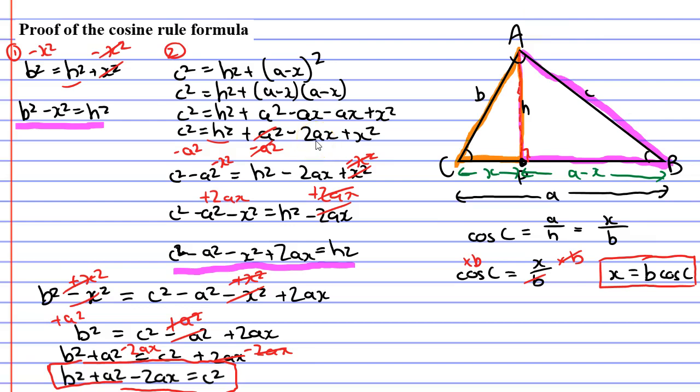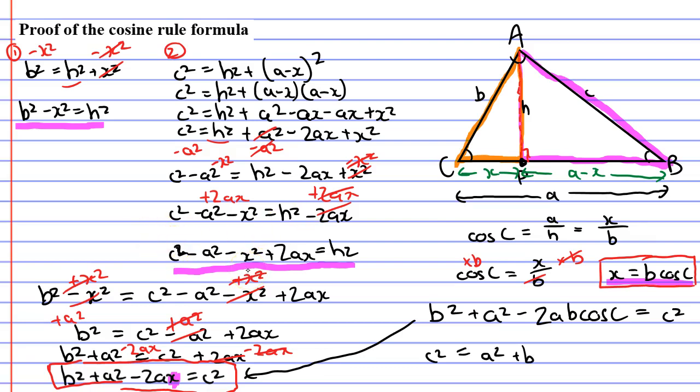So, looking at our formula on the left, I'm going to start writing it down. B squared plus A squared minus 2A, and where we can see the X, I'm going to replace the X with B cos C, which equals C squared. And this is the cosine rule, which is normally written as C squared equals A squared plus B squared minus 2AB cos C. And that is how the formula came about.